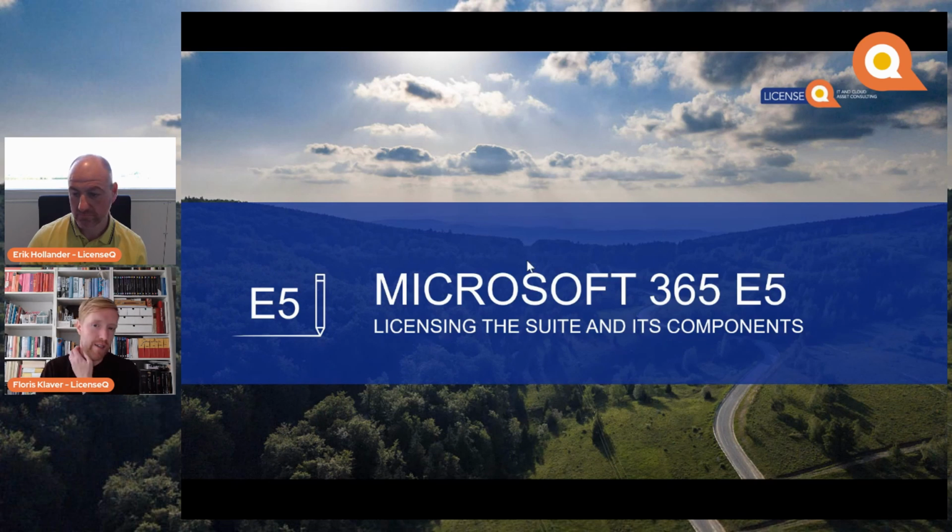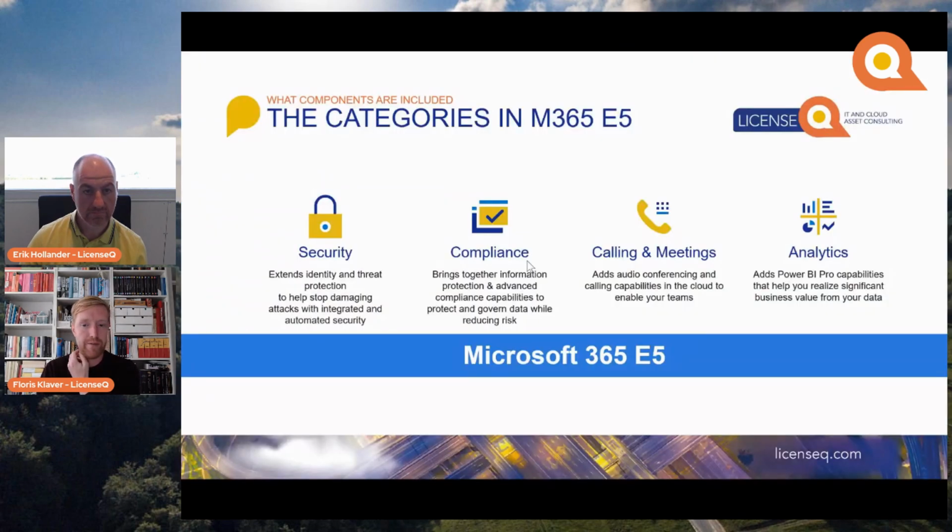So covering the categories of M365 E5: security, compliance, calling and meetings, and analytics. These are the building blocks that are in Microsoft 365 E5. I will cover each of these building blocks in detail, give you our vision on how to handle this, and we will do this in this order as well.